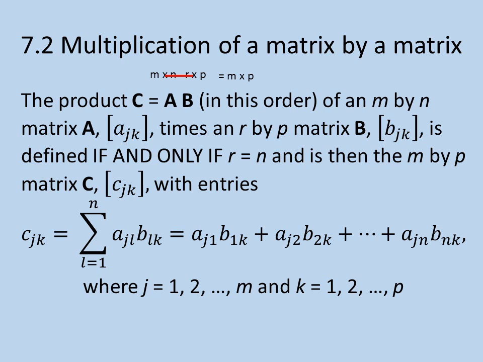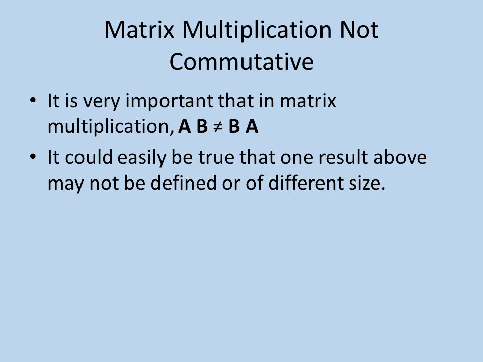So again, order does matter. Matrix multiplication is not commutative. It is very important that you notice that A times B is not necessarily equal to B times A. In fact, it will very rarely be true that A times B is equal to B times A. It can happen, but it often is not true. You can have A times B defined and B times A not defined. And again, it could easily be true that one result may not be defined or may be of different size than the other.